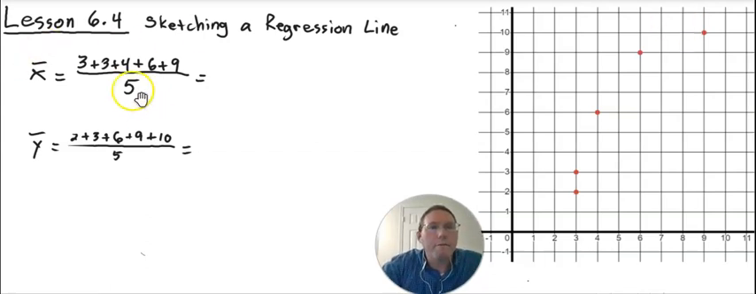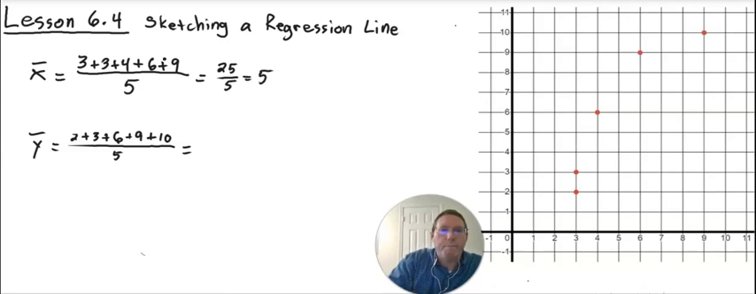So here we have 3 plus 3 is 6, plus 4 is 10, plus 6 is 16, plus 9 is 25. So the mean x value is 25 divided by 5, which is 5. Okay.